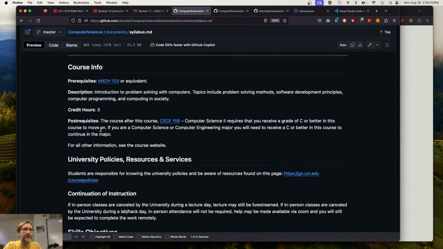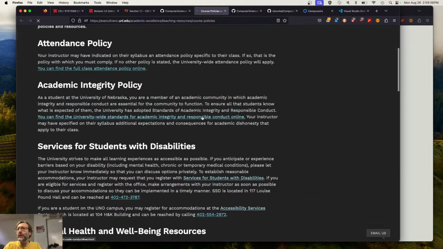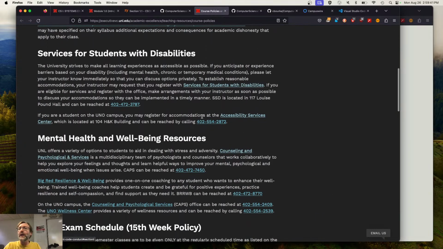Prerequisites, post-requisites, that's all there. Be aware of university policies, resources, and services. In particular, two that I want to draw to your attention are SSD, Services for Students with Disabilities. If you have a documented disability that needs accommodations for exams, due dates, whatever, then make sure that you are registered with the SSD office. They'll work with me directly without having to violate your privacy or your medical information.